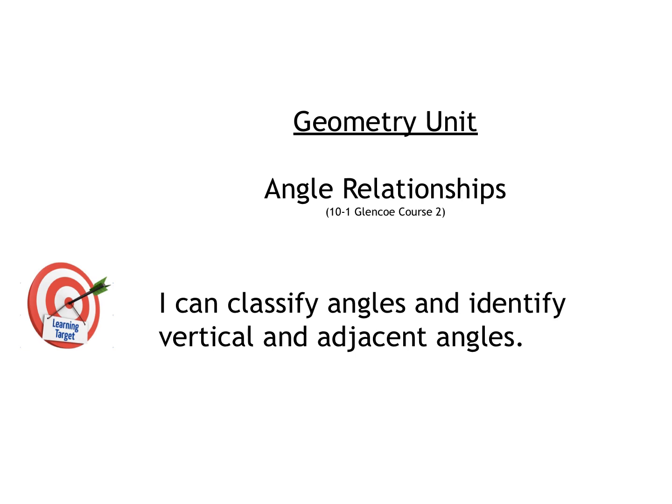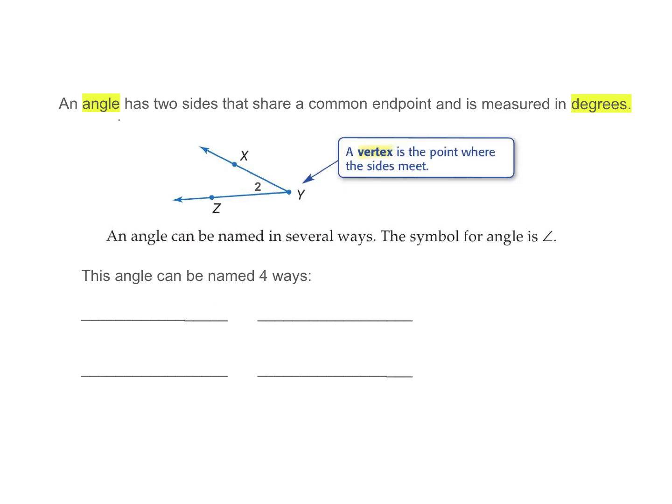Hello, we are starting our geometry unit, which is on angle relationships and being able to classify angles and identify vertical and adjacent angles. An angle has two sides that share a common endpoint and is measured in degrees. The common endpoint that they share is called a vertex. All important words to make sure that you understand.